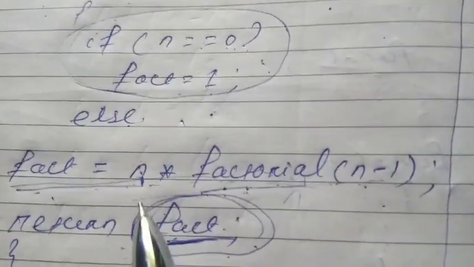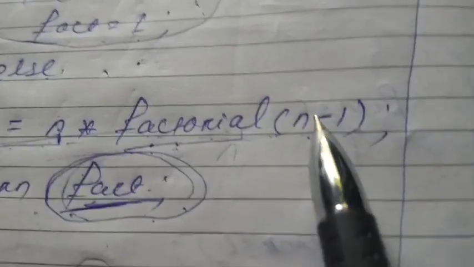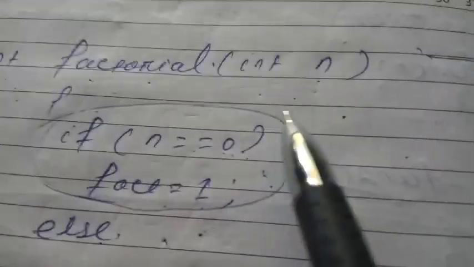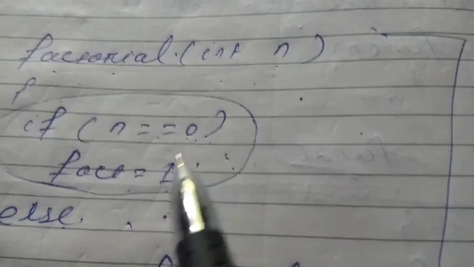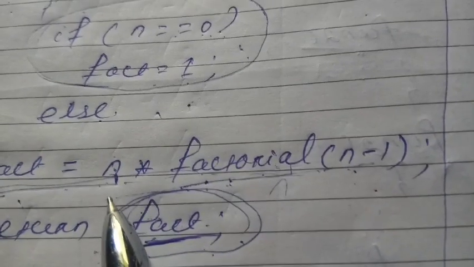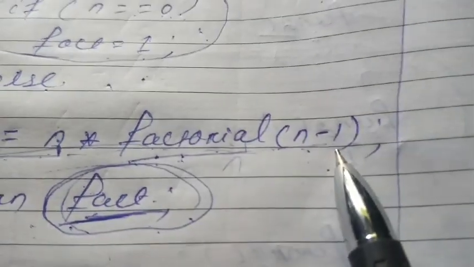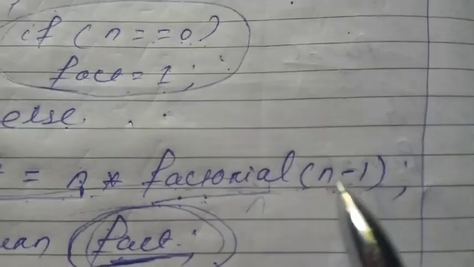Now 4 into 3, since n value is 3, so 3 into factorial of n minus 1, that means 3 minus 1, so factorial of 2. Then we call this function again. Now n value is 2, the condition is false, so we come to else. Now 4 into 3 into 2, then factorial of 2 minus 1, the factorial of 1. Now n value is 1, which is not equal to 0, so we come to else. Then 4 into 3 into 2 into 1, then factorial of 1 minus 1, that is 0.